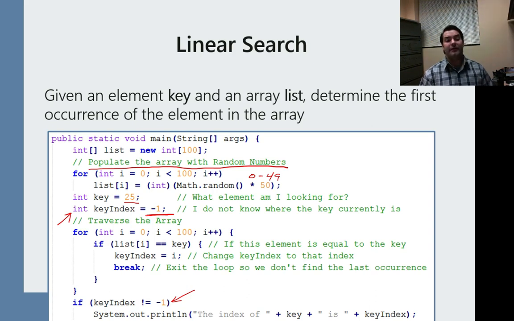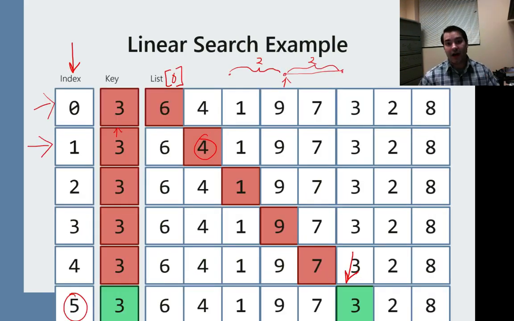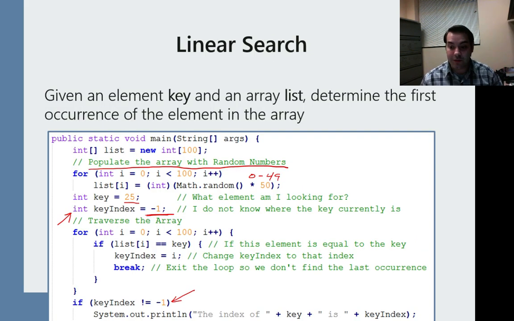Then what I do, just like we've done up here, is I traverse my array. I go through each element in my array and I say, does that element at i equal my key? Does the element at 0 equal 25? No. Does the element at 1 equal 25? No. 2? No. 3? I keep going until eventually list at i equals 25. If it does, I change key index to whatever that i is.